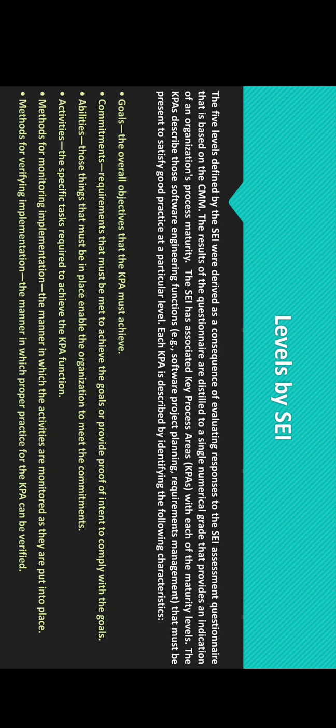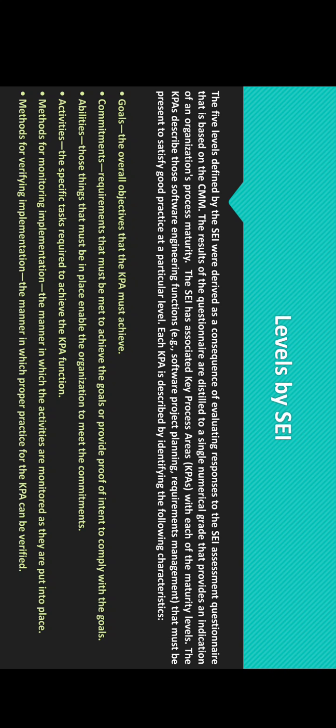Each KPA is again described by identifying several characteristics. Those are discussed now. The first characteristic is goal. The overall objective that the KPA must achieve is the goal of the software process. The next characteristic is commitment.